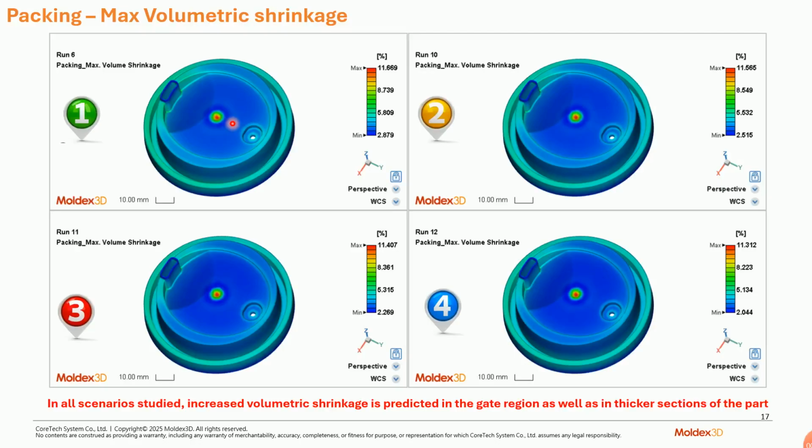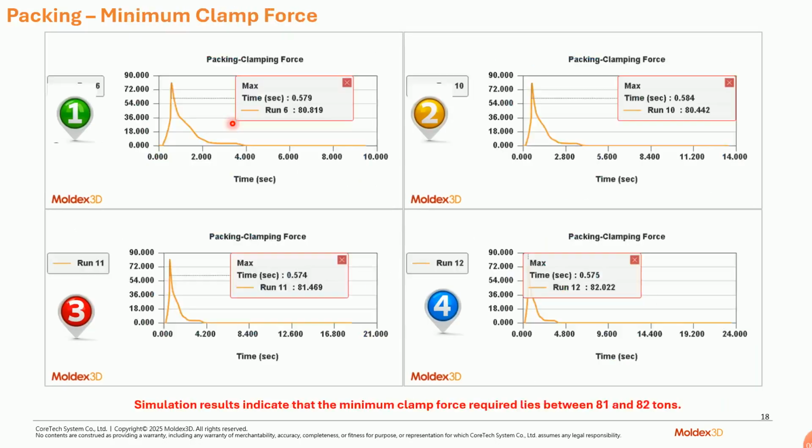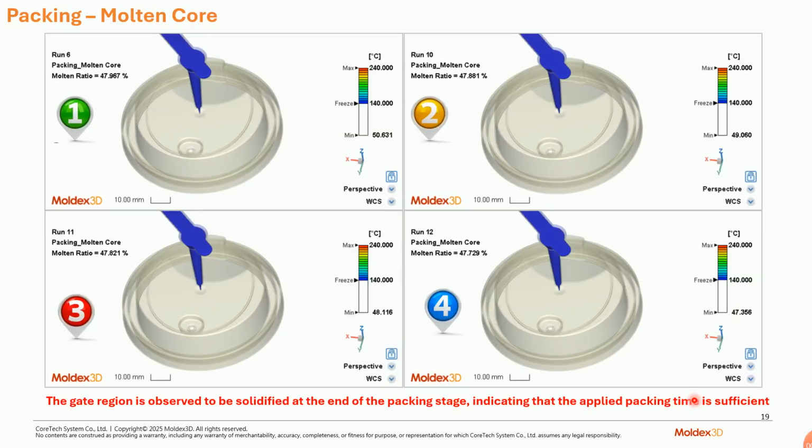Such a cross interpretation we can also perform with Moldex 3D. Then we would like to check how much clamp force might be required. While studying all four results, the tonnage requirement seems to be 81 tons to 82 tons. Now the customer can take this data. Accordingly, they have to select the suitable molding machine to avoid any challenges during the real molding.